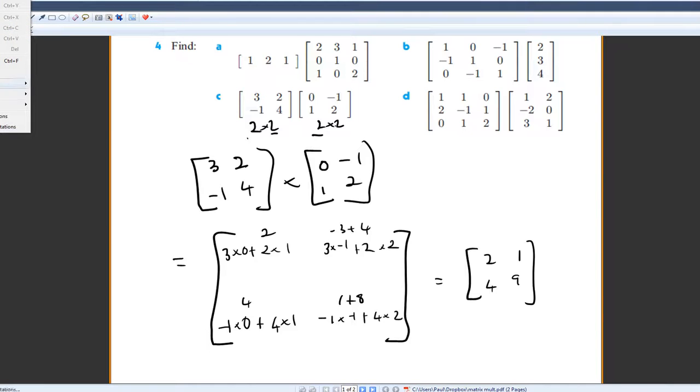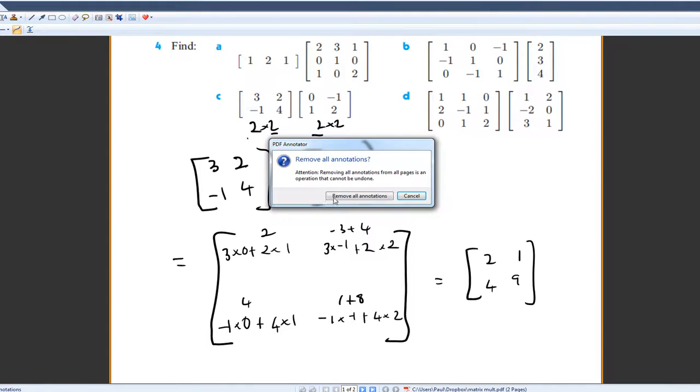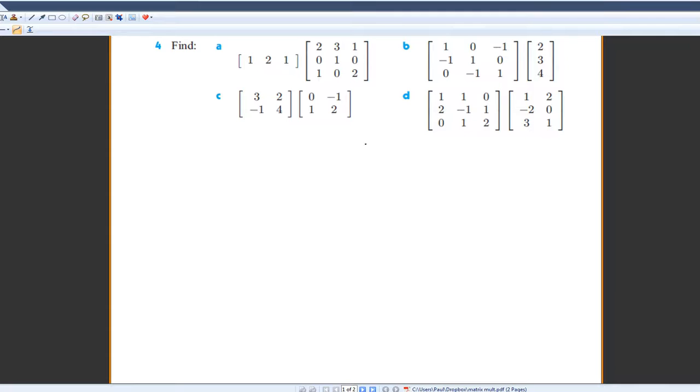Alright, so hopefully you're getting the hang of it. Let's do one more. So here we've got a 3 by 3 and a 3 by 2. Matrix multiplication is defined because the number of columns in this one here is equal to the number of rows in this one here. Also, I know that I'm going to get a 3 by 2 in return. So let's write them up.